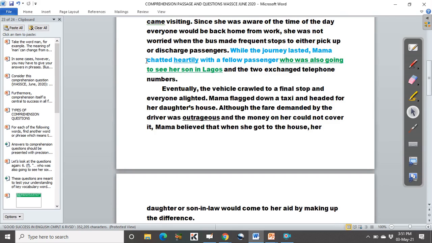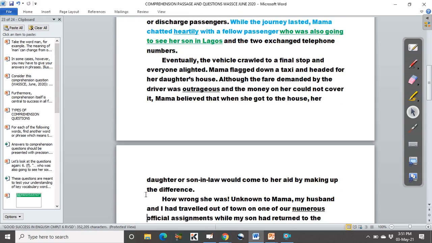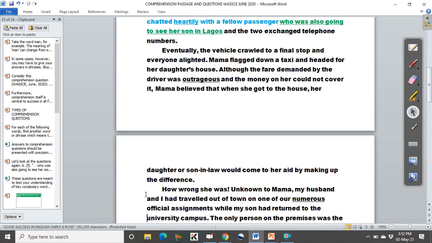with a fellow passenger who was also going to see her son in Lagos, and the two exchanged telephone numbers. Eventually, the vehicle crawled to a final stop and everyone alighted. Mama flagged down a taxi and headed for her daughter's house. Although the fare demanded by the driver was outrageous and the money on her could not cover it, Mama believed that when she got to the house, her daughter or son-in-law would come to her aid by making up the difference.